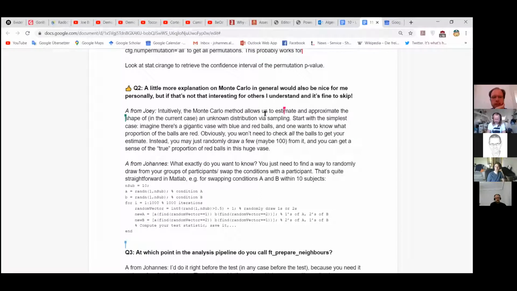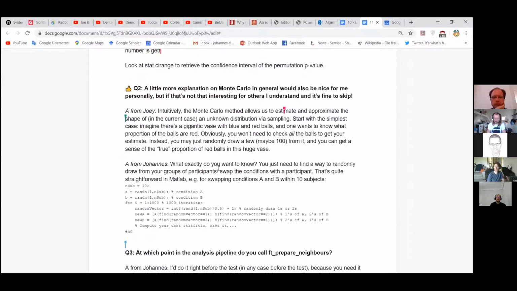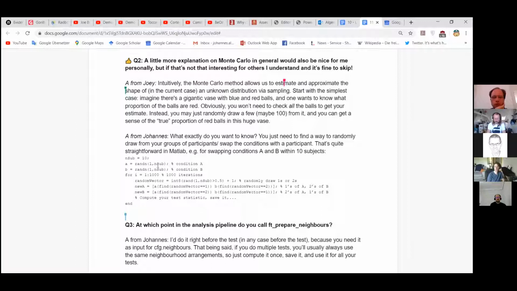So Joey has given a more abstract explanation, for example with drawing balls from an urn. I've given you a very short code showing how you could implement it yourself, basically. I'm not sure if it's good. Maybe you can just have a look at that, or the person who asked this question can maybe say what exactly he or she wanted to know.